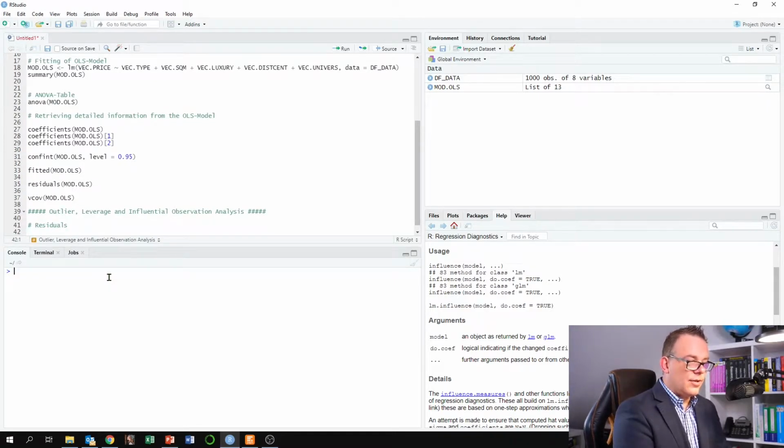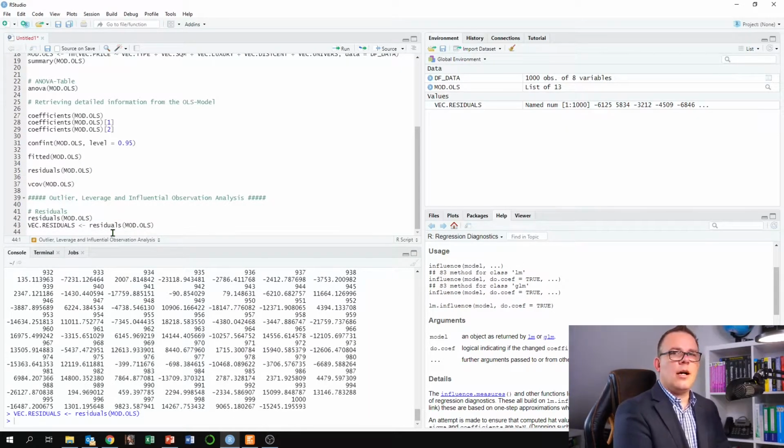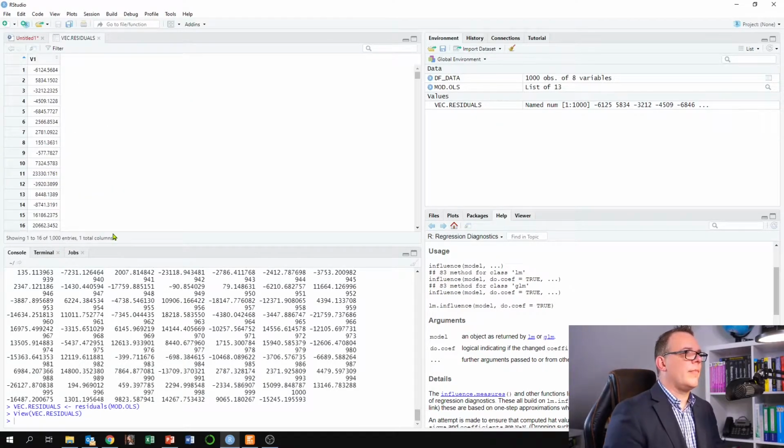And of course we can use the residuals command and hand over our OLS model. Let's run this, and there are the residuals. And now we can make a little trick. We can define a vector of residuals and just store those residuals in there. And now we can use the view command that we typically use for data frames to take a look at those residuals. And here's our vector of residuals.